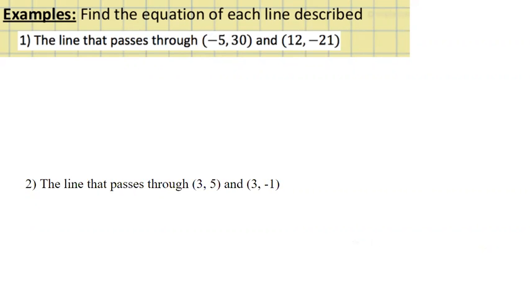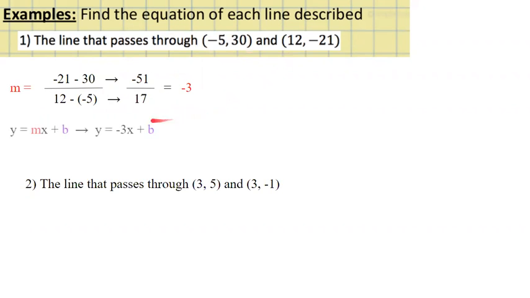We're given 2 points, negative 5, 30 and 12, negative 21. With these points, let's try to first solve for the slope. We'll divide the difference of the y-coordinates, or negative 21 minus 30, which equals negative 51, by the difference of the x-coordinates, 12 minus negative 5, which equals 17, and this simplifies to negative 3. Next, we'll need to solve for our b value. I'll just randomly choose the point negative 5, 30 to substitute into the equation, but you can choose either point, whichever you feel is easier to calculate with.